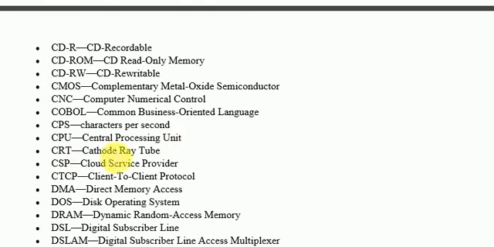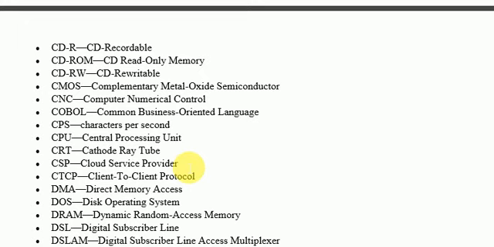Then CRT, cathode ray tube, as we know very well in our old TVs, the CRT tube is present. That tube is called a cathode ray tube. Then CSP, cloud service provider. Nowadays the cloud computing concept is developing very fast. Cloud is nothing but a virtual memory present in a server. So that system is called the CSP, cloud service provider.